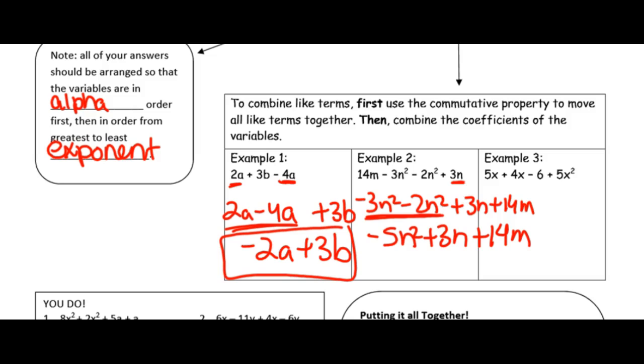Now, technically, I should put this in alphabetical order. But it depends on which variable. So let's say, and we'll actually get into this later, this would actually be fine if we said to put it in alpha order of n's. But we'll put 14m first, minus 5n squared plus 3n, only because I told you to put it in alpha order.